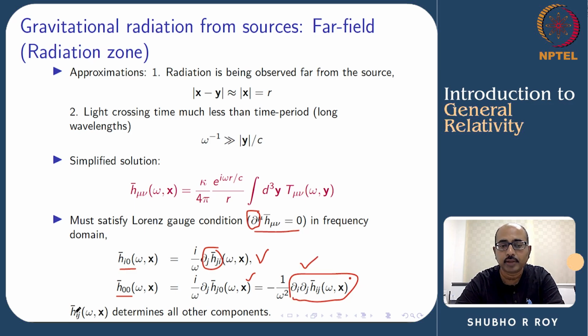So, as I mentioned at the punchline, the ij component of the trace-reversed perturbation determines all other components, the 00 and the i0. So we will not solve for the general case, but just for the ij component, T ij.